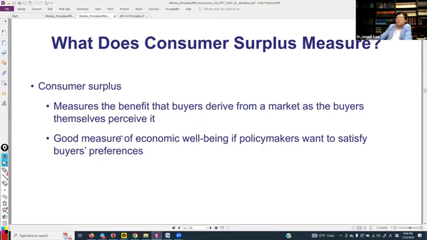What does customer surplus measure? Customer surplus measures the benefit buyers derive from the market, as buyers themselves perceive it. It is a good measure of economic well-being if a policymaker wants to satisfy buyers' preferences.